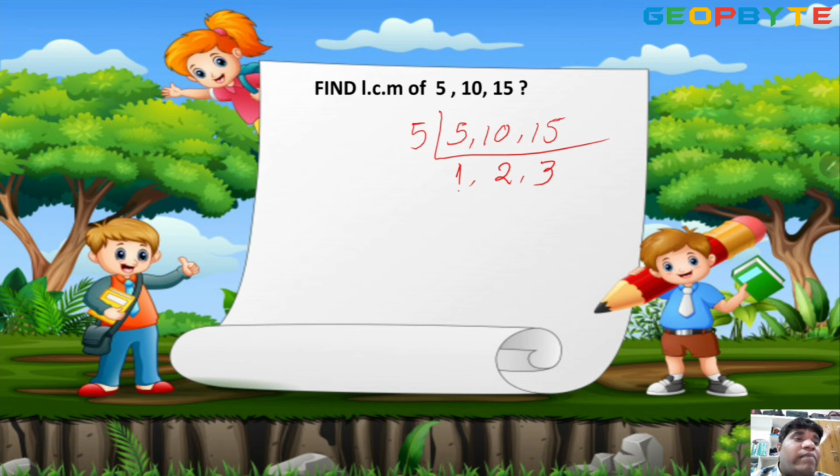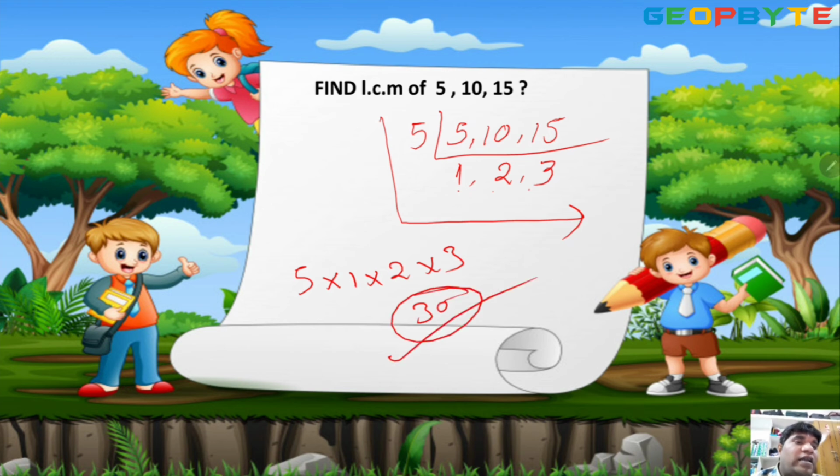Here, the minimum 2 numbers among 1, 2, 3: 2 numbers are not existing. Minimum means 2 or more than 2. So here the minimum 2 is not existing. So finally you have to take the product of the L-shape numbers. So 5 into 1 into 2 into 3. So the answer 30 is the LCM.